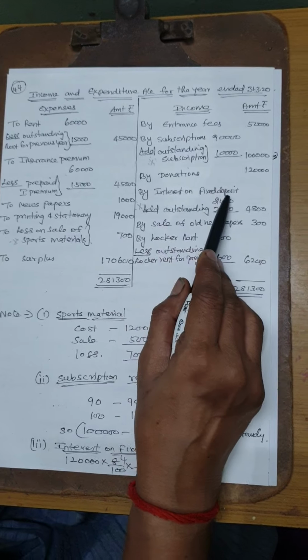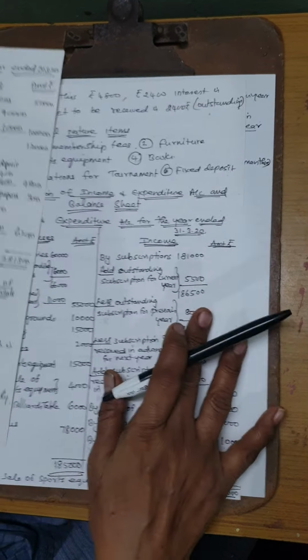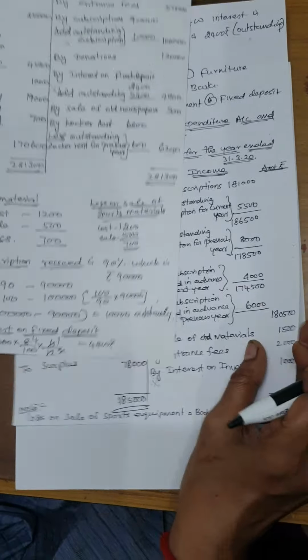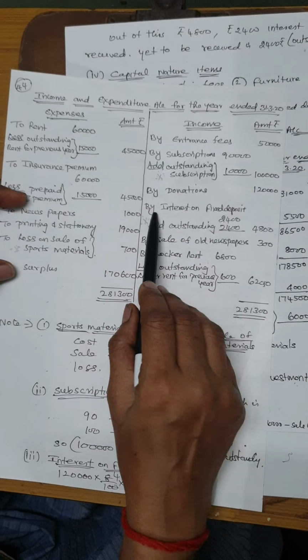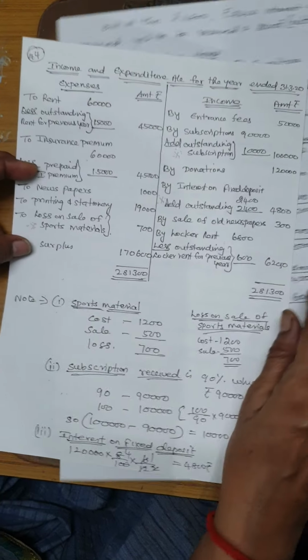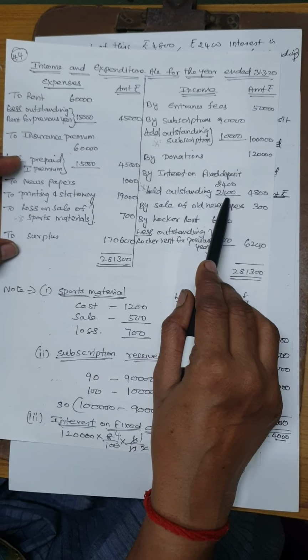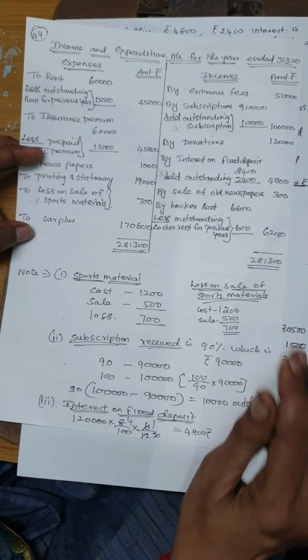By interest on fixed deposit, here also the calculation is 1 lakh 20,000 is fixed deposit given in the question, 8% given, 6 by 12 because the fixed deposit is made on 1st October. So from 1st October to 31st March, it is 6 months. So 4,800. The interest on fixed deposit collected is 2,400 given in the question. Yet to be collected is 2,400. So the total comes to 4,800.